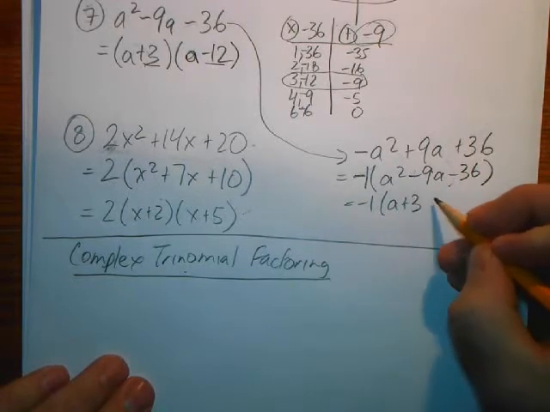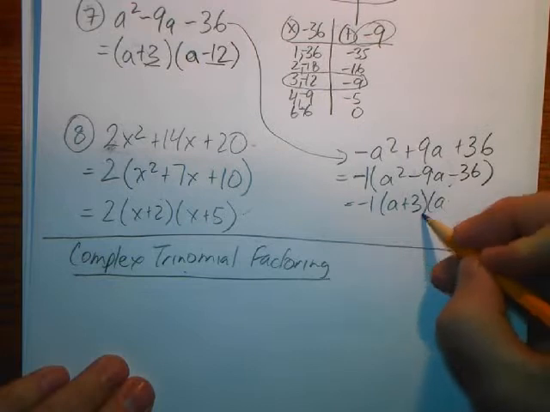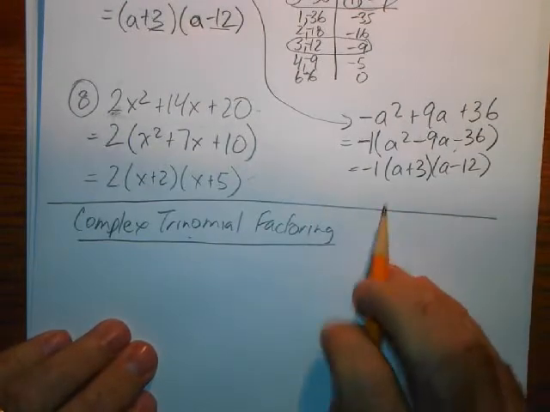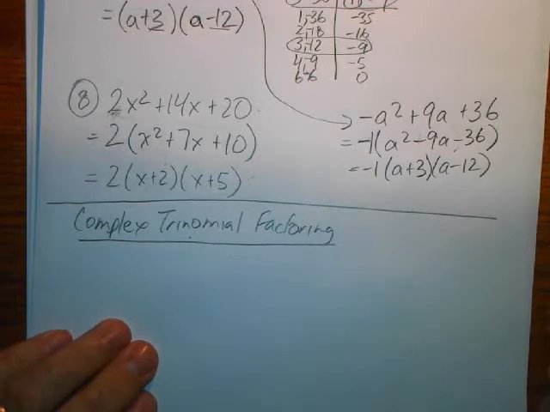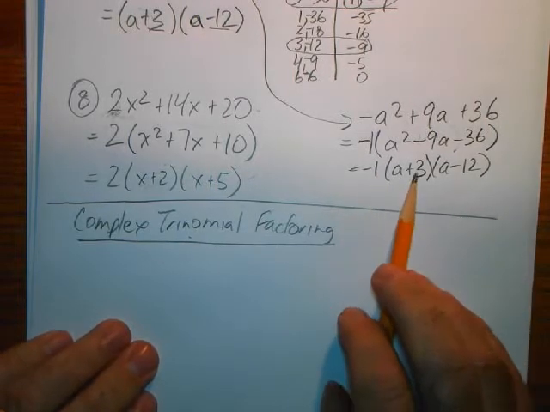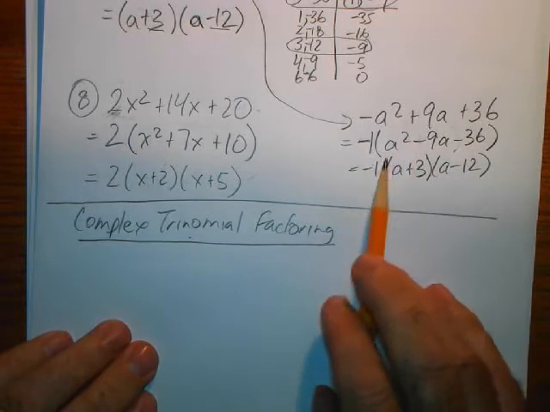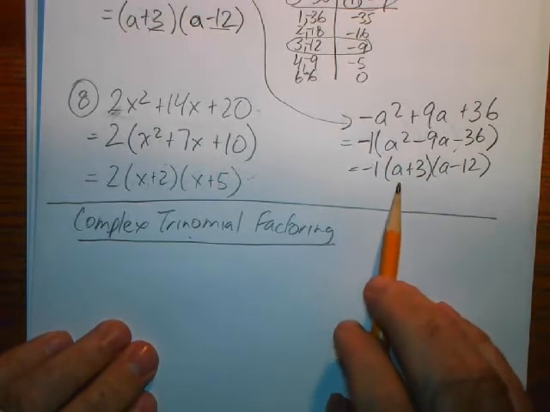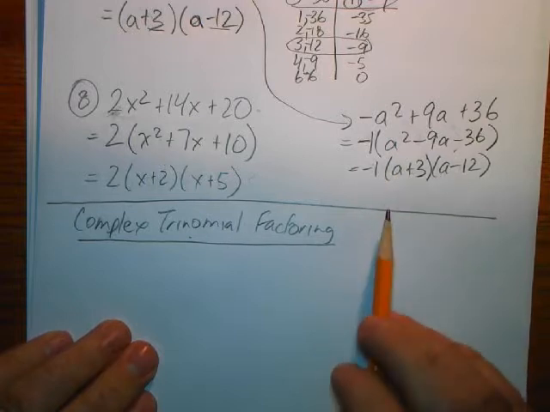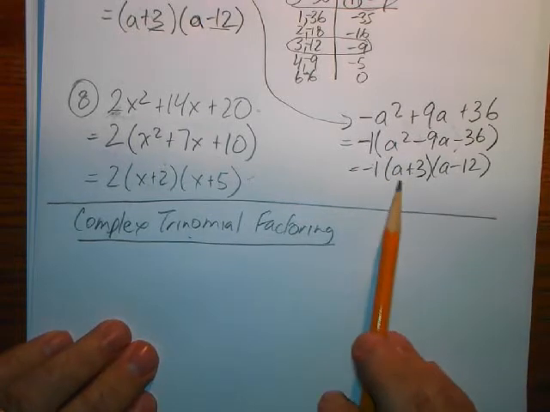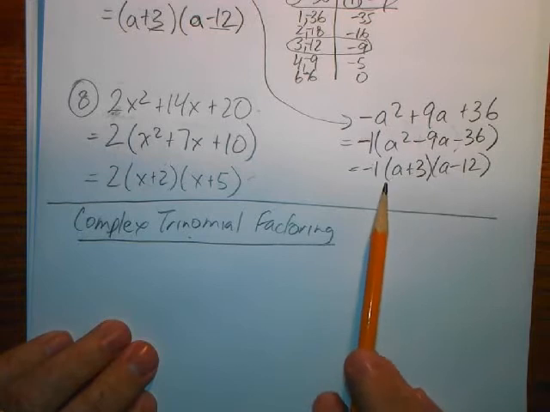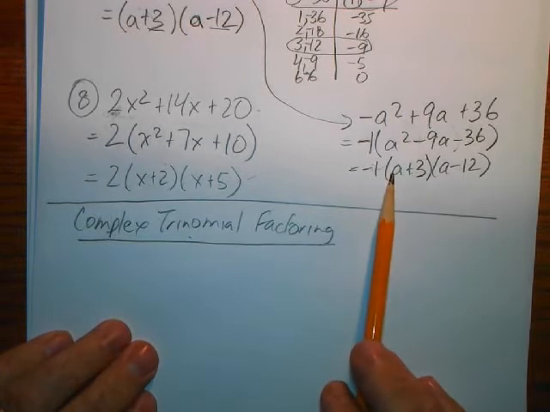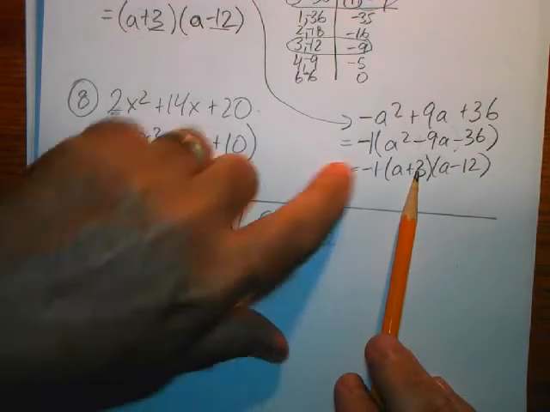Okay. You could leave it like that, or if you want to be impressive, you could actually multiply the -1 into one of these two factors. Personally, you can choose. I could change this to negative (a - 3) times (a - 12), or I could multiply the negative sign, the -1, into here.